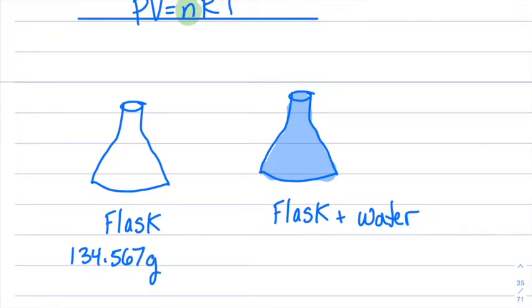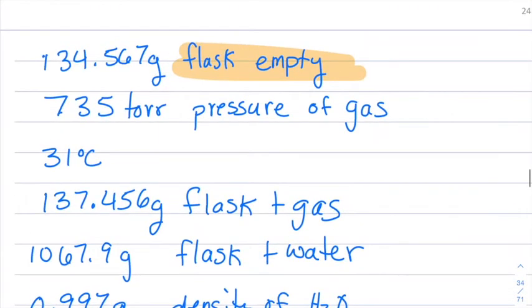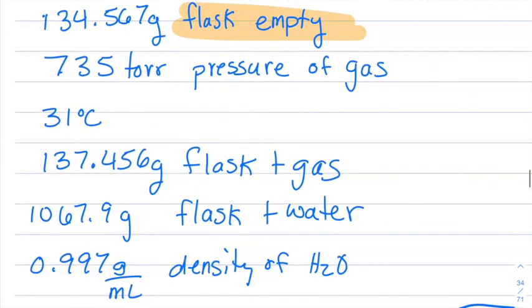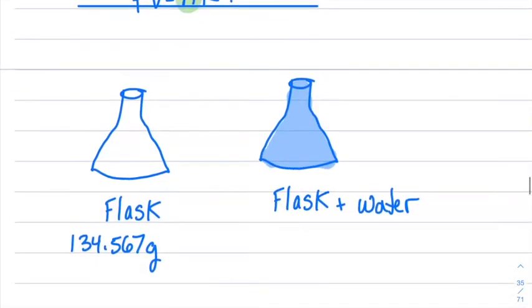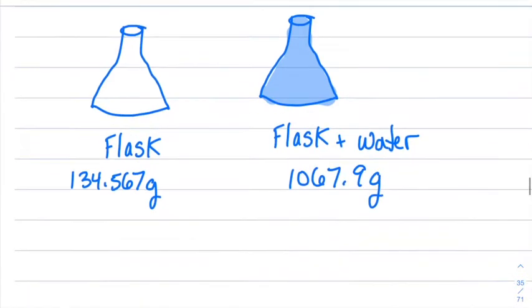That's the flask alone. Then we need to know about the flask with water. All right, flask plus water, it's 1,067.9 grams. All right, so the first thing I'm going to do is subtract these two to find out how many grams of water we have. So I'm going to do 1067.9 grams, subtract out 134.567 grams.